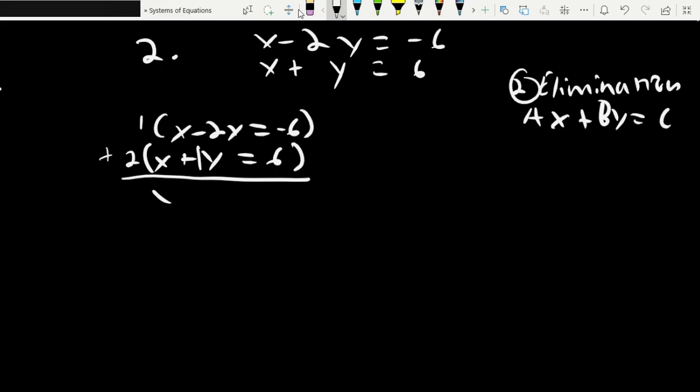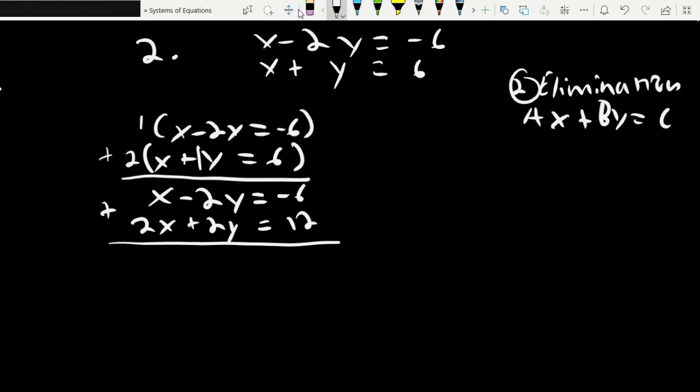So let's take a look at this. 1 times x minus 2y is just going to be the same, because you're just multiplying it by 1. But this one's going to change. This is going to be 2x plus 2y, and then 2 times 6 is 12, right? So we're going to add these. That's going to cancel these out, because -2y plus 2y is 0.